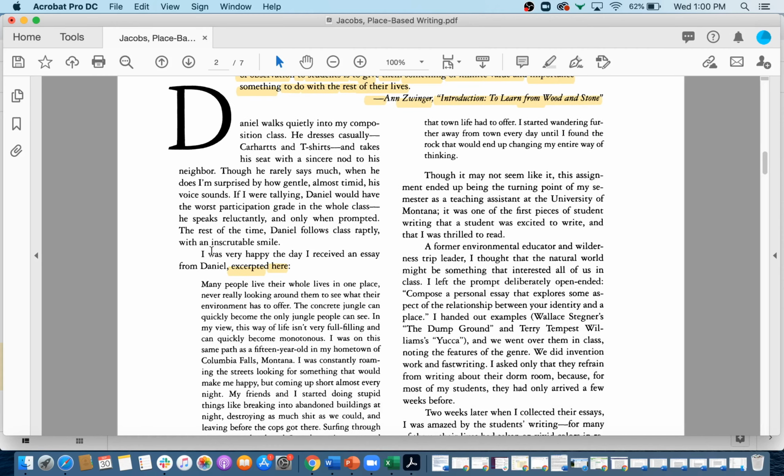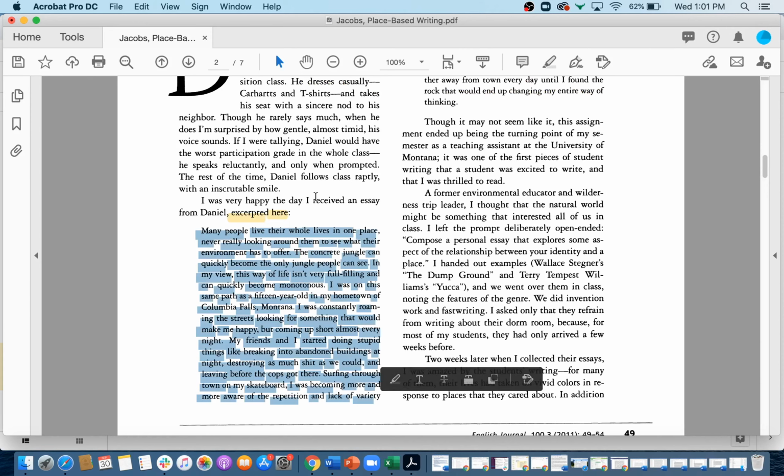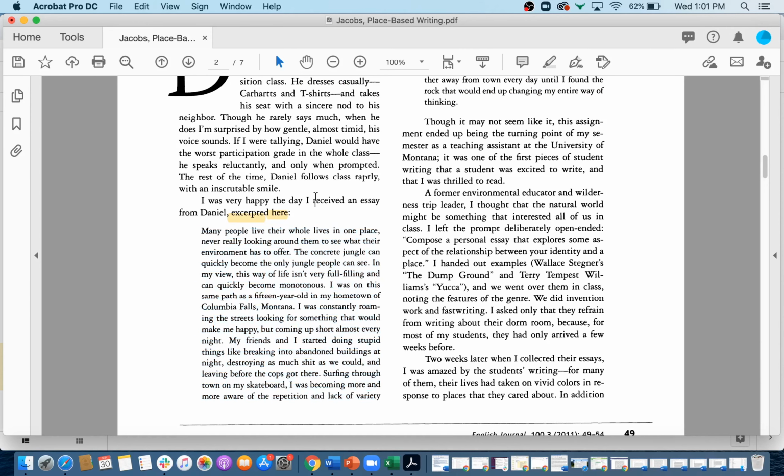If we look at the first page, there is a quote here, and it's a quote from a student paper. So that's really interesting because it gives a sense of Jacobs' research that he's collected. So it's his own original research, and he's excerpted a quote from Daniel's paper.